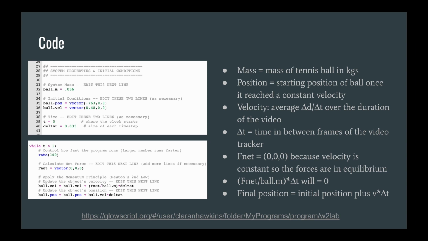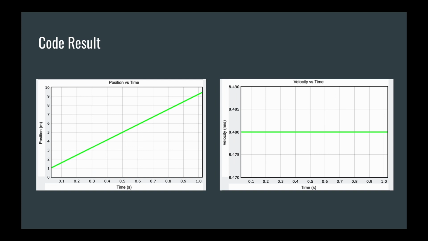This also tells me that the second part of the next equation will zero out and the ball's initial velocity will equal the ball's final velocity. The last part of the code is the position update formula that was used so the program can calculate the final position given the total time tracked, the starting position, and the average velocity. These are the graphs that resulted from the GlowScript code. As expected, the slope of the position time graph is constant since there is no net force causing a change in velocity. This is also why the velocity time graph is a flat line since there is no acceleration.